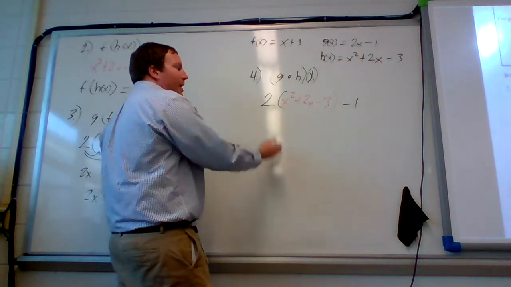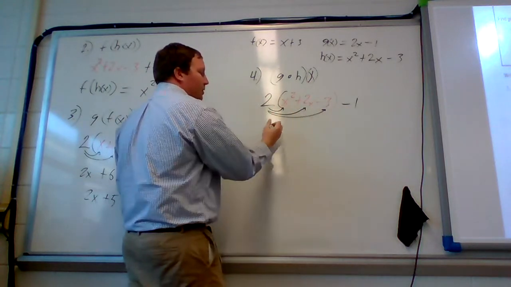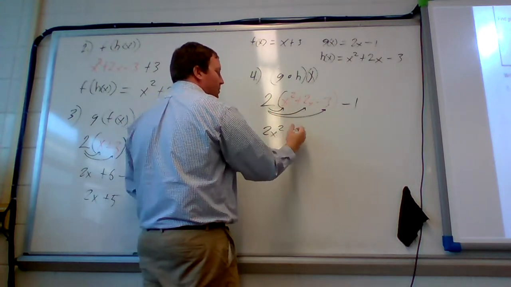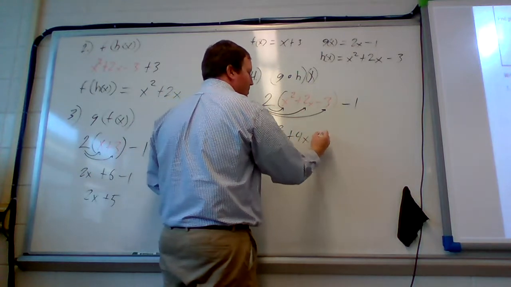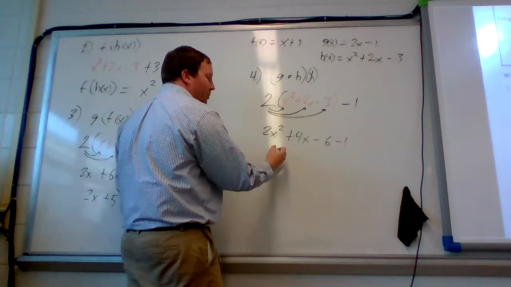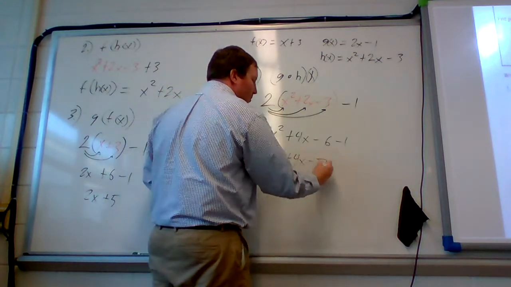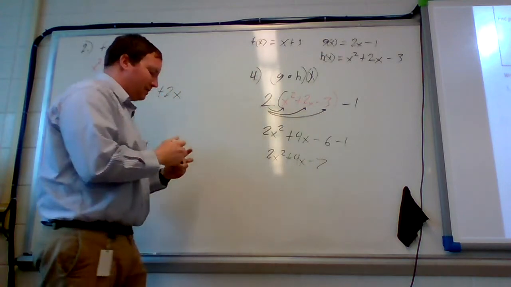So then I want to simplify. I'm going to distribute my 2 to everything on the inside. That's going to get us 2x squared plus 4x minus 6 minus 1. Combine our like terms. 2x squared plus 4x minus 7.